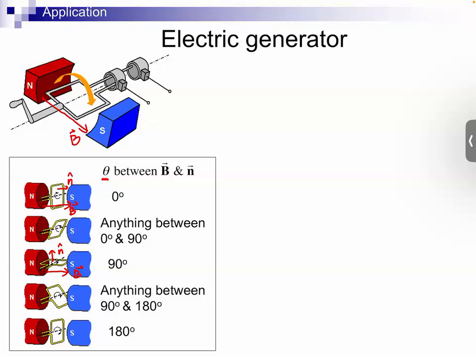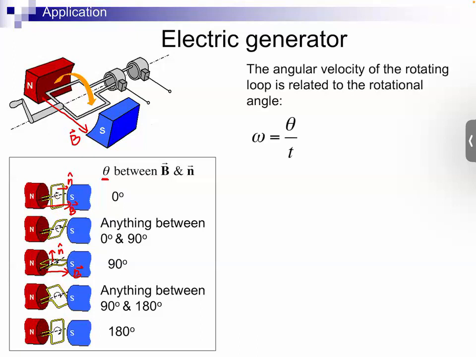So in essence, by rotating the coil in the magnetic field, you are changing the magnetic flux, or the number of magnetic field lines crossing your loop. And we can then describe the rotation of the loop in terms of its angular velocity omega. Okay, the angular velocity, if you recall, is equal to the angular displacement theta with respect to time, right? So this one here is the angular velocity.